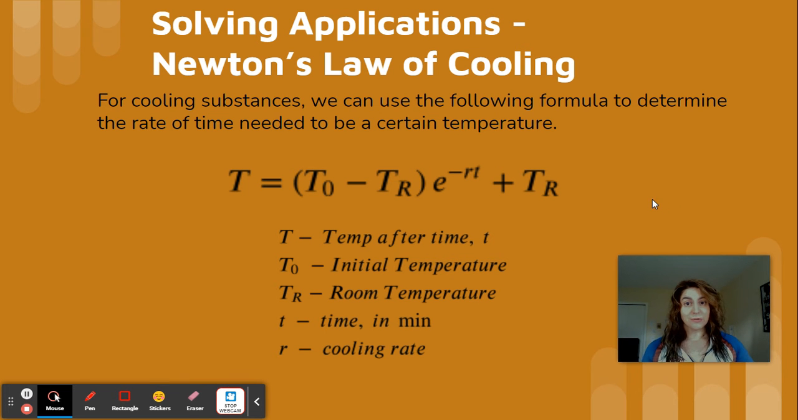All right. So now we're going to get into an application of it. We have Newton's law of cooling. So Newton came up with this formula that looks a lot more intimidating than it actually is, to figure out the temperature of things for cooling purposes. Okay, so we have T is the temperature after some amount of time. T sub 0 is the initial temperature of that item. T sub R is the room temperature, or the temperature of the place that it's in. So whether it's in a room, if it's outside, whatever, it's the surrounding temperature. T is time in minutes, and R is the cooling rate.